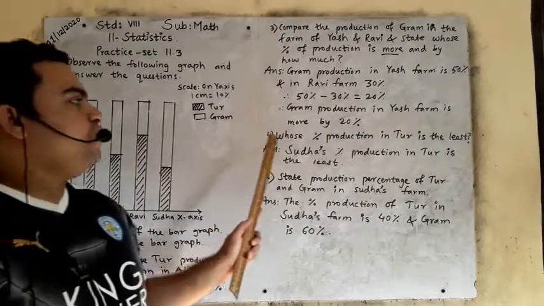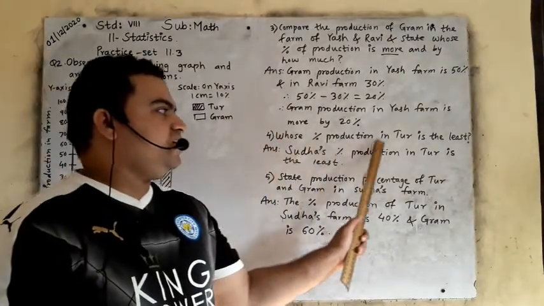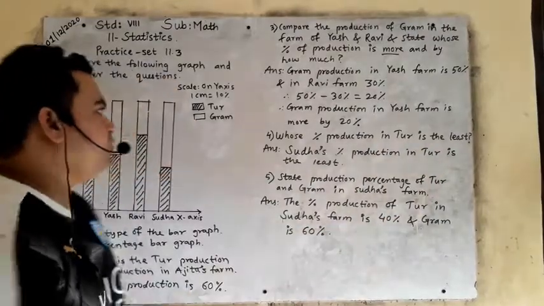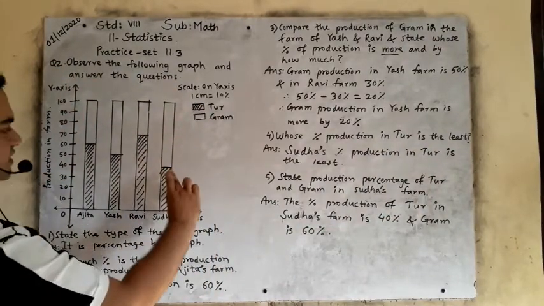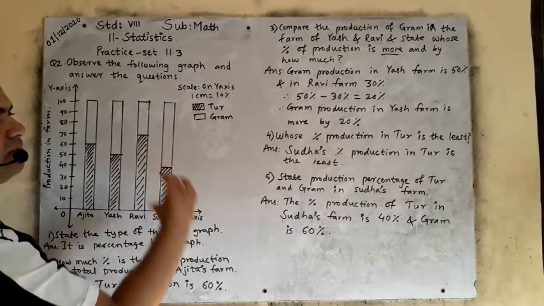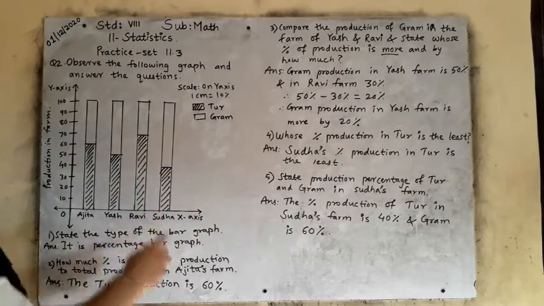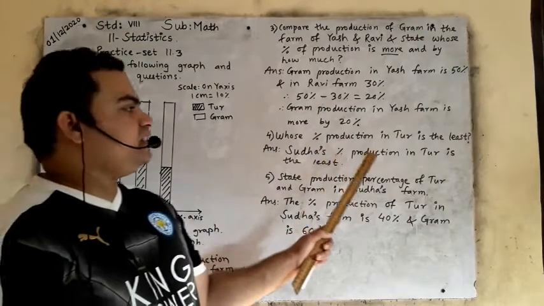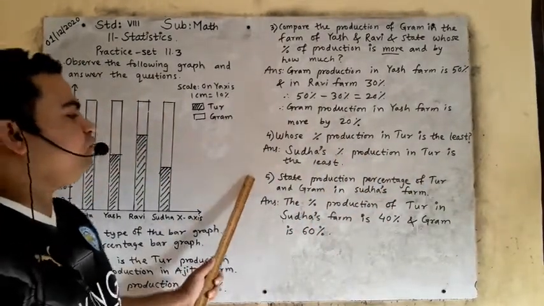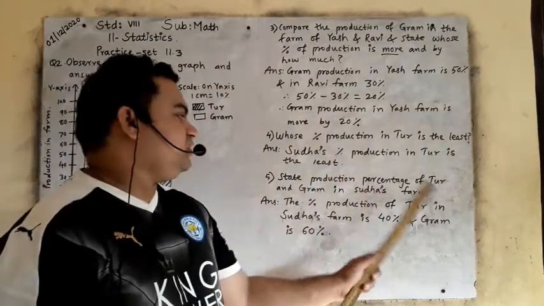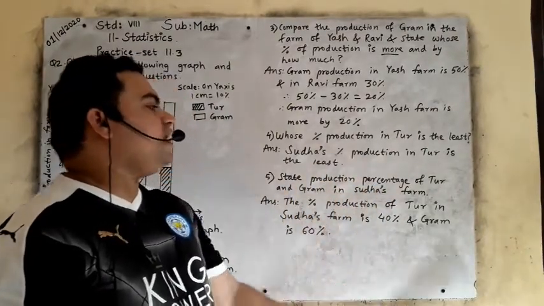Okay. Now 4. Whose percentage production in tur is the least? Tur is represented by this filled box. Whose filling is least? This is least. Least means minimum. So Sudha. We will say Sudha's percentage production in tur is the least. Is it clear? Now the 5th one, state the production percentage of tur and gram in Sudha's farm.